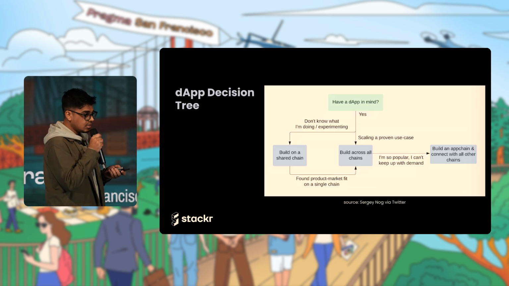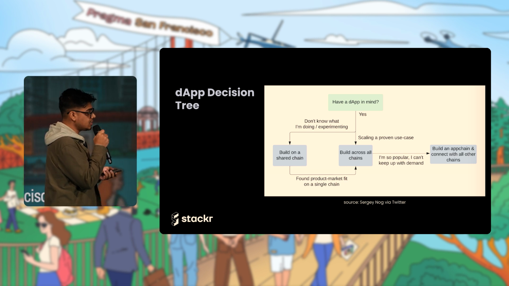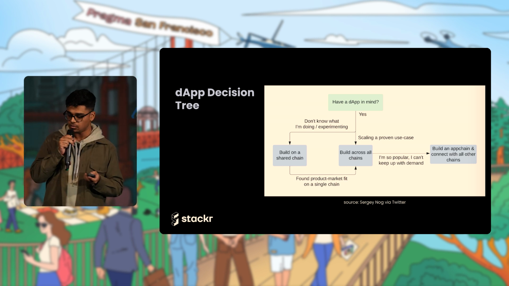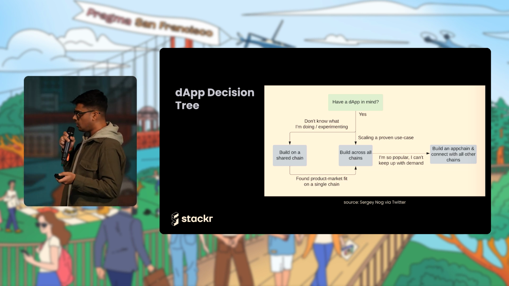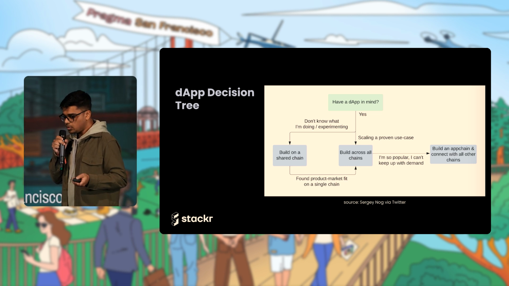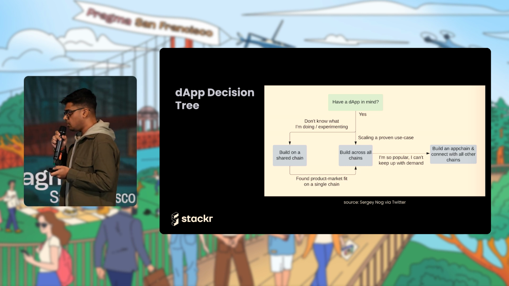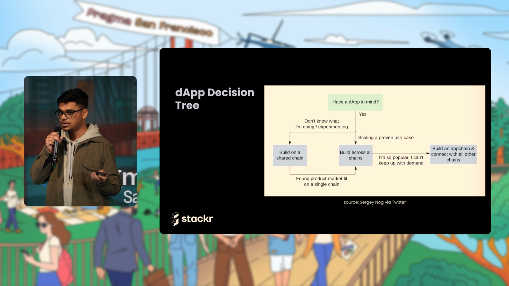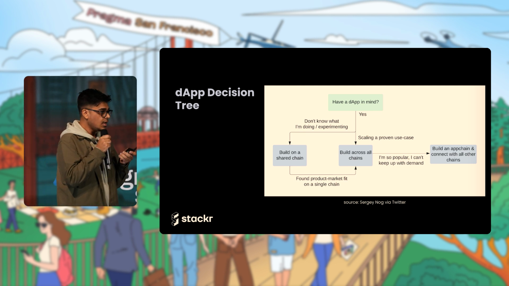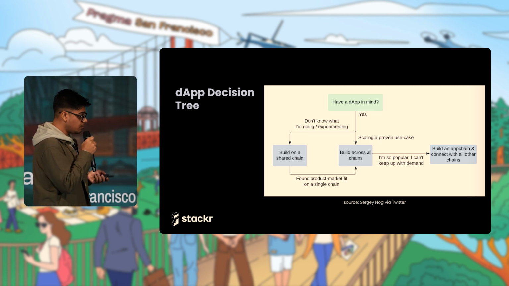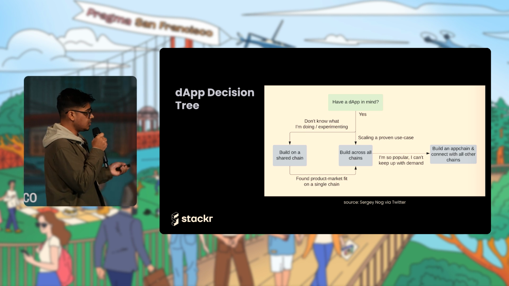So this is one of the things I found on Twitter. It has a really good mind map on how to think about launching an application. Let's say you have a dApp in mind, and you don't know what you're doing. It's something you really want to experiment with. So you just build it on a shared chain, see how the community receives it, and once it is getting good product market fit, think about launching it to multiple chains.